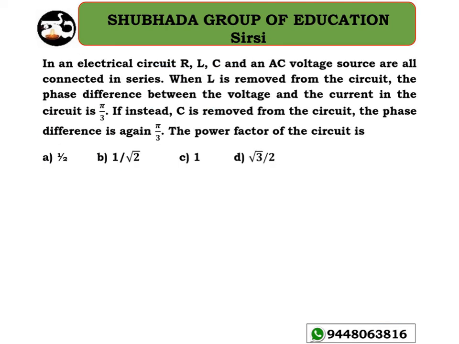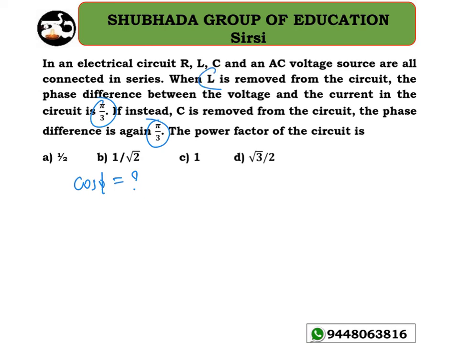Look at the next problem. In an electrical circuit, R, L, C and an AC voltage source are all connected in series. When L is removed, it's the same type of problem. So this is pi by 3 and it is also pi by 3. The power factor in the circuit, power factor in the sense, they're expecting the value of cos phi. This is the power factor. Correct. Let's try to find that now.